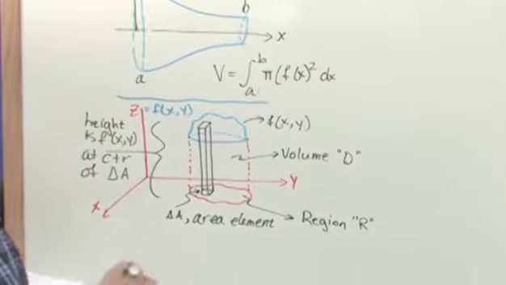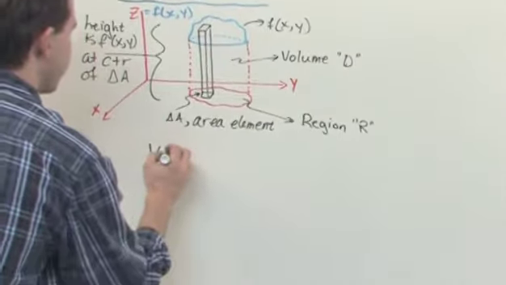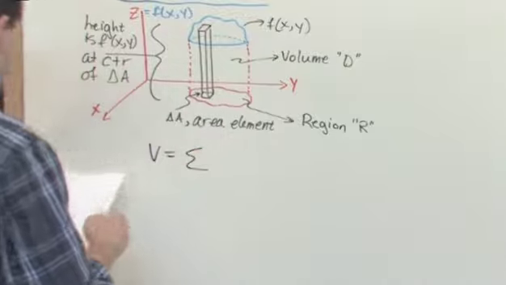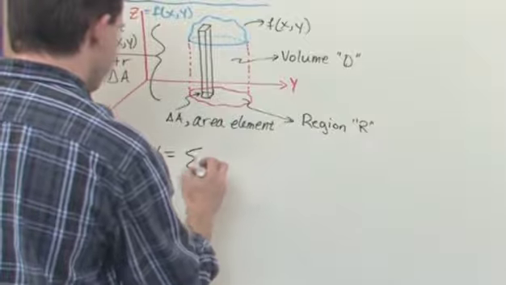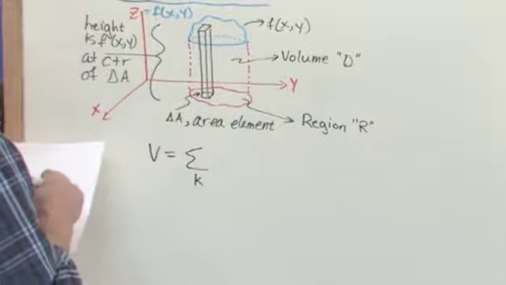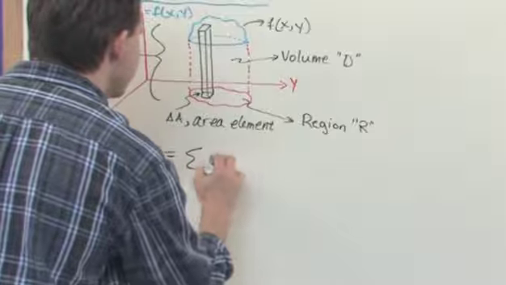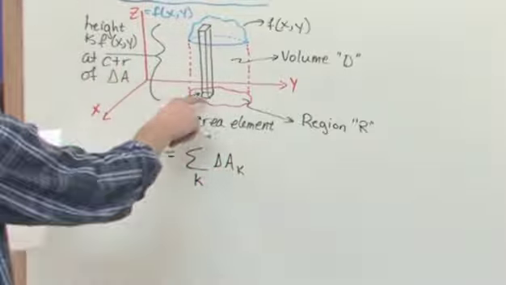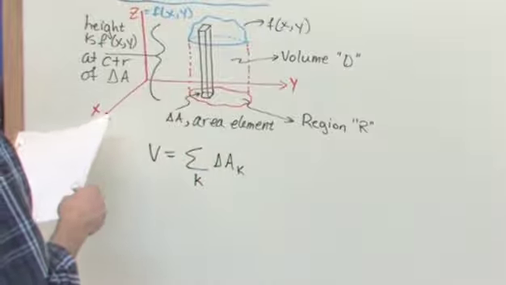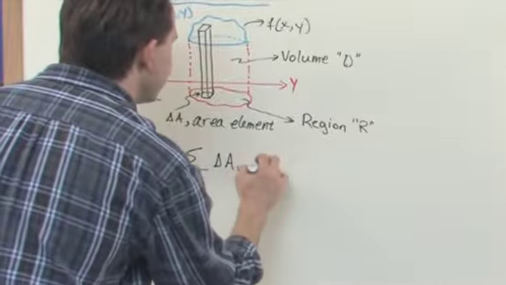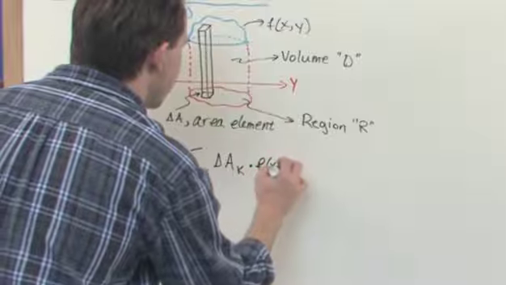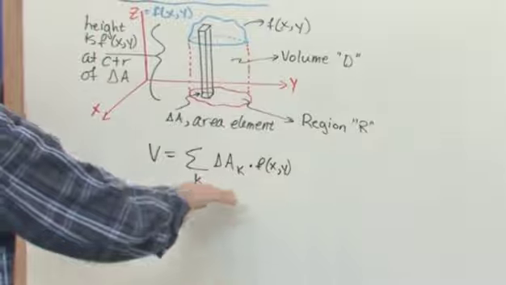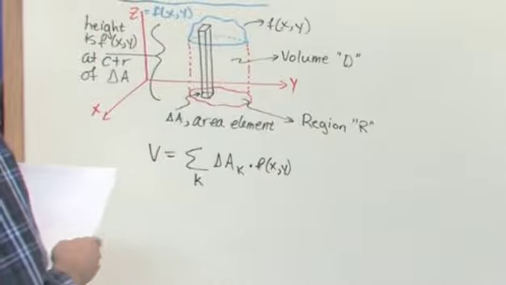So the volume, in quick notation, is going to be the sum over k, and I'll explain this in a second, of delta A sub k. Remember, delta A is just an area element, one of these little area elements here, times the function f of x comma y. This is sort of shorthand notation. You're not going to use this in your homework problems. It's sort of laying the motivation here.